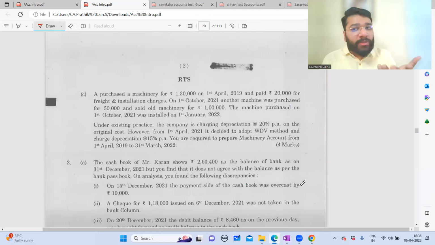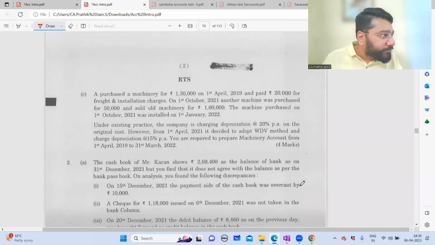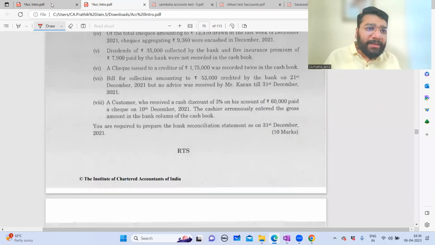I can put this in the group. You can just have a look at it. And this document is also available on the ICAI website. Any queries at this point of time, please let me know.